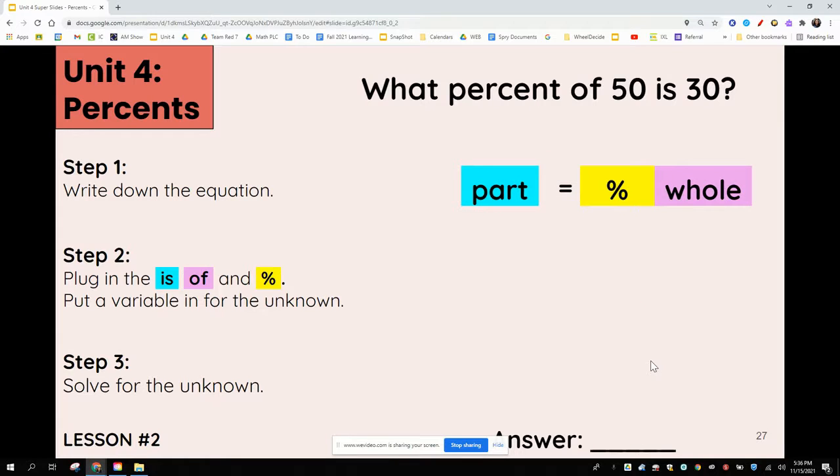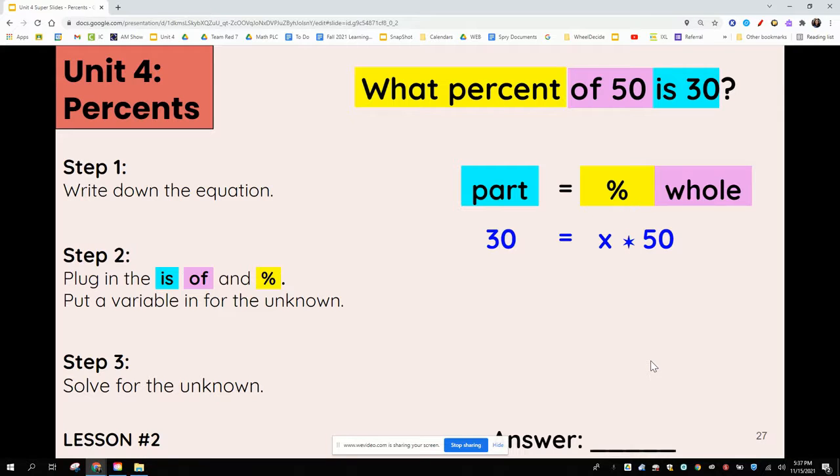Okay, this next one says what percent of 50 is 30? So it says what percent, which means we don't know the percent. So I'm going to put a variable in for the percent. Of 50 means the whole number is 50, so I'm going to put 50 in for the whole number. Is 30. So the is 30, so I'm going to put 30 in for the part. An equal sign in between. So everyone's paper should look like 30 equals x times 50.